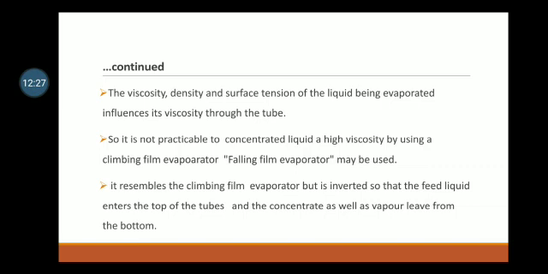The viscosity, density, and surface tension of the liquid being evaporated influence its flow through the tube. So it is not practicable to concentrate a liquid of high viscosity by using a climbing film evaporator. A falling film evaporator may be used. It resembles the climbing film evaporator but is inverted so that the feed liquid enters the top of the tubes and the concentrate as well as the vapor leave from the bottom.